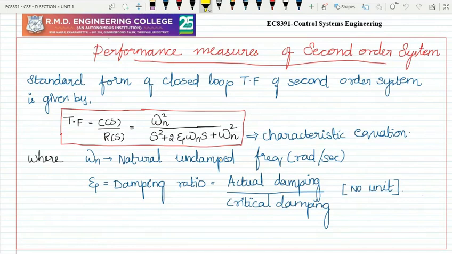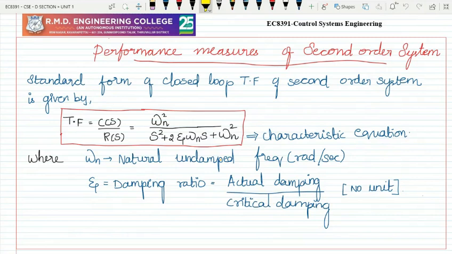Similarly, we have to find out for all the cases: unit impulse, step, ramp. For all the three cases, we have to consider the performance measurement. The second order system is like two stages of RC circuit, so you have to connect two more resistors and capacitors in that circuit. The general transfer function is omega n square divided by s square plus 2 epsilon omega n s plus omega n square.